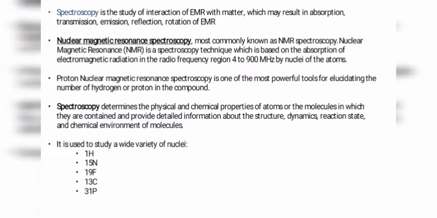Proton nuclear magnetic resonance spectroscopy is one of the most powerful tools for elucidating the number of hydrogen or proton in the compound. Spectroscopy determines the physical and chemical properties of atoms or the molecules in which they are contained and provides detailed information about the structure, dynamics, reaction state and chemical environment of molecules. It is used to study a wide variety of nuclei: 1H, 15N, 19F, 13C and 31P.